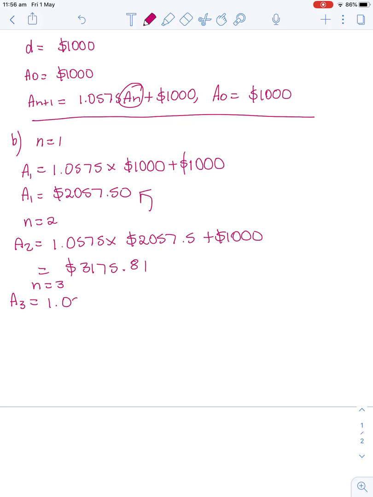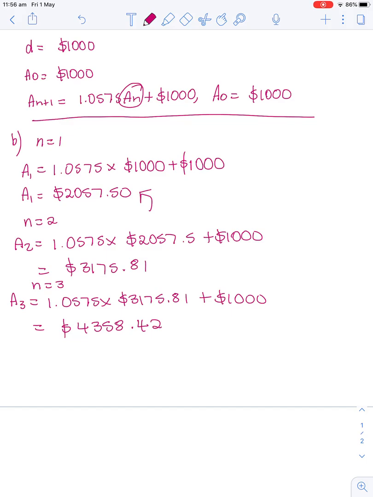And then our final is when n equals 3. We're going to do 1.0575, multiply that by our previous value, which is 3,175.81, plus 1,000. And that's going to give me $4,358.42.